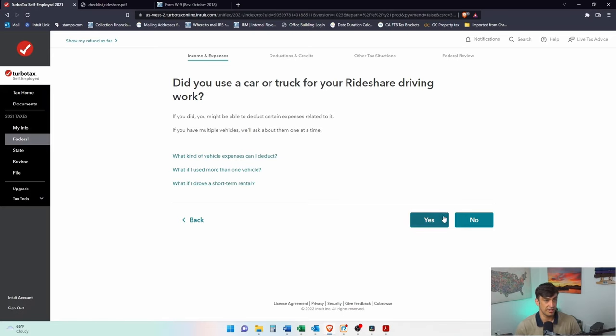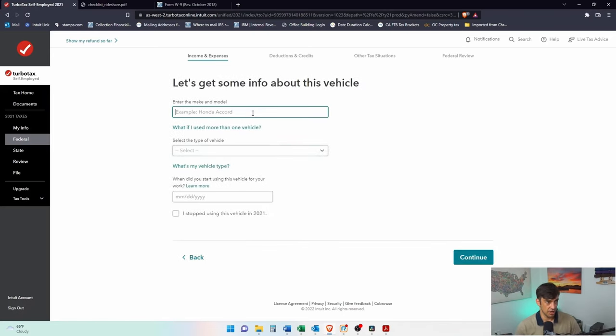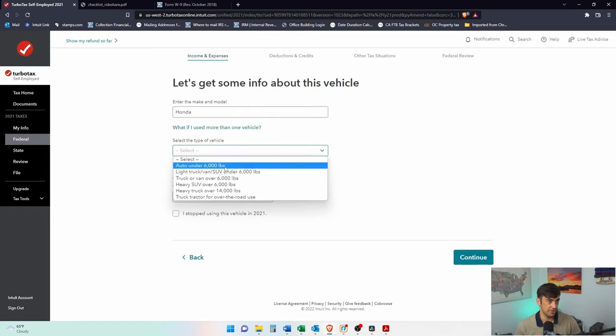Did you use your car? Yes, we used our car and we're ride sharing. I had a Honda. It doesn't really matter what you put here, but you definitely want to try and make it as specific as possible. Select the type of vehicle. This is a car under 6,000 pounds. When did you start using the vehicle? Beginning of the year.